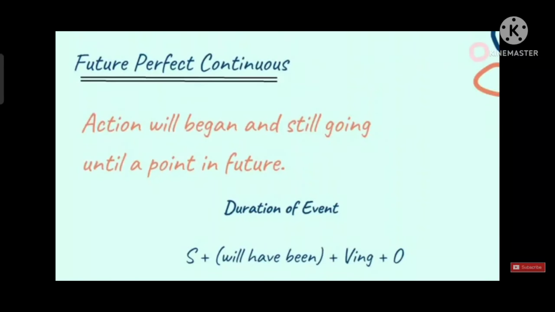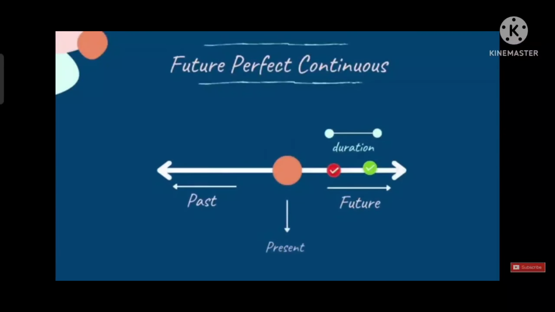Let's understand its placement in the timeline. In the timeline, it can be seen that the work will start in the future, which is shown by the red tick, and will continue until another event shown by the green tick occurs. Also, the duration of the event is highlighted by a blue colored line. Please note the activity might have started in the past or present as well. So, the red tick might move to the left or center of the timeline accordingly.